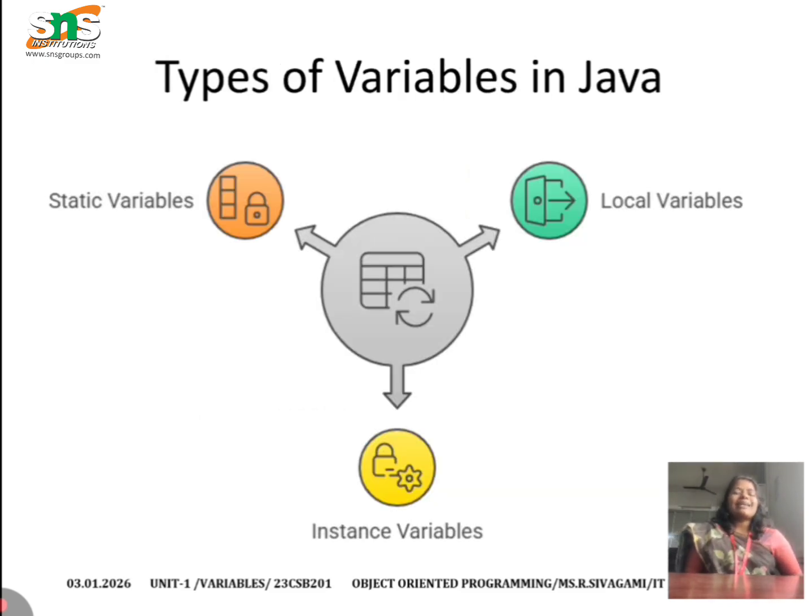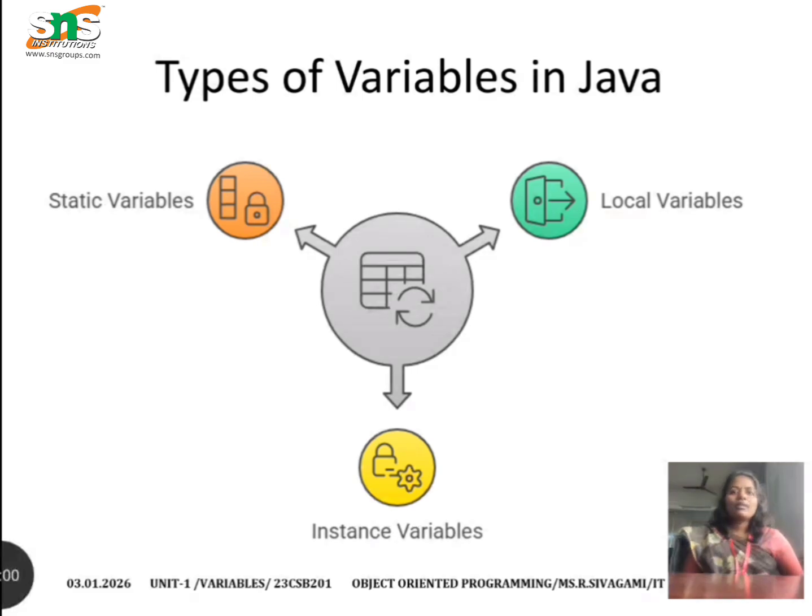The next one is types of variables in Java. We're going to talk about the types of variables in Java. The first ones are local variables, static variables and then instance variables. First we're going to see the local variable. Local variables are declared inside a method, constructor or a block.